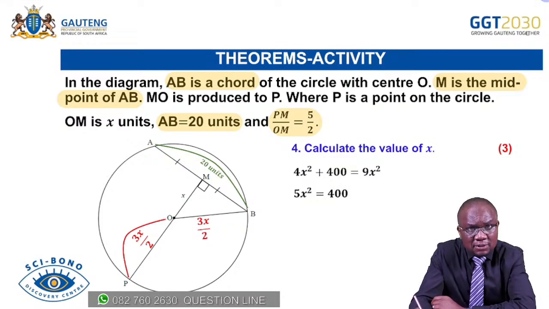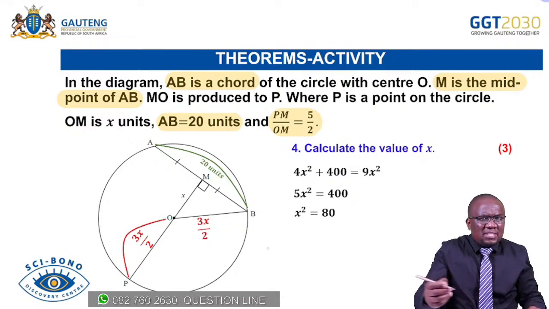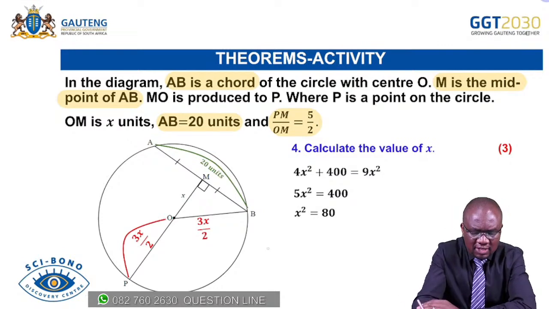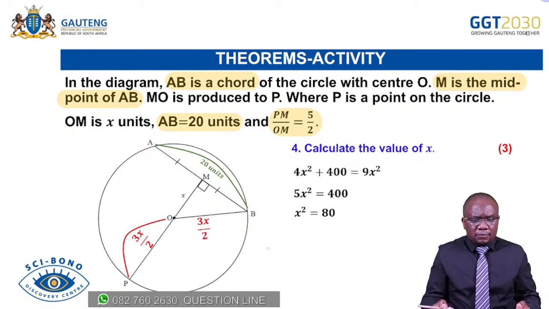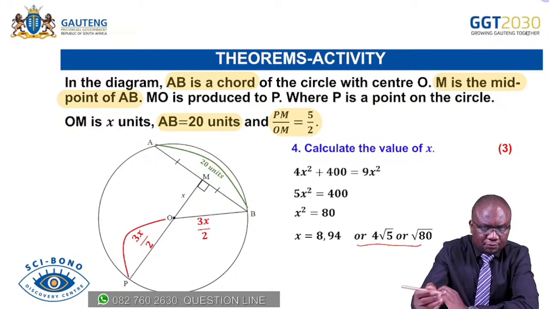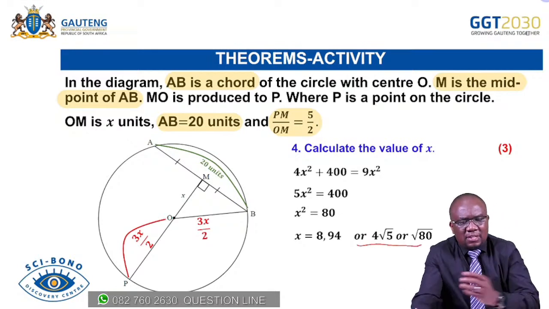We can even factorize that. Then x squared is equal to 80. If we bring 80 this side, is it going to assist us? No, it's not going to assist us. We're not going to have a difference of two squares, because 80 is not a square number. So we can square root both sides. Find the square root of x squared, find the square root of 80, and then you get that x is equal to 8,94, or you leave it in this form. Right, those are the 4 questions.